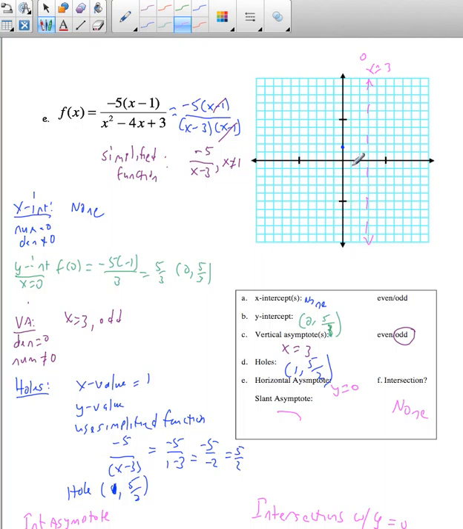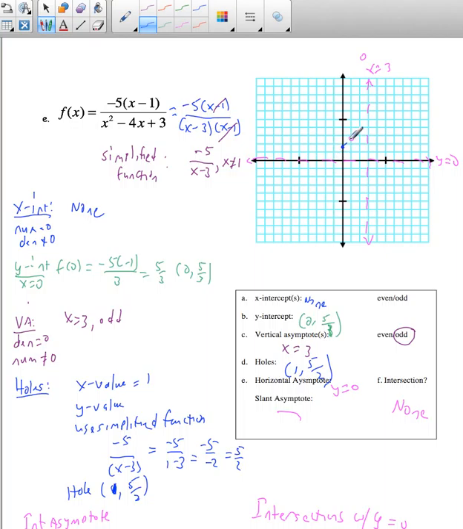I'm going to graph the hole. That's at (1, 5/2). So that's about here, 2 1/2. I'll put a hole there. And now I need to put on the horizontal asymptote at y equals 0. All right, our graph never intersects y equals 0. And it needs to pass through the y-intercept.